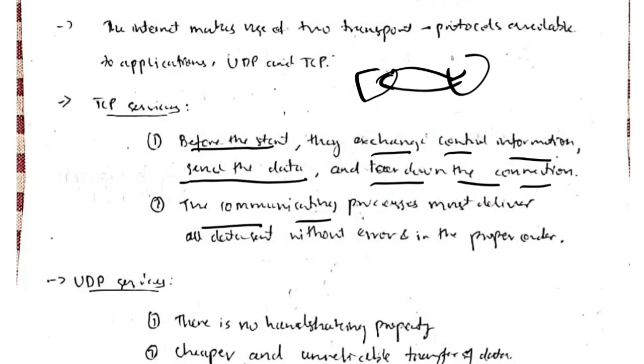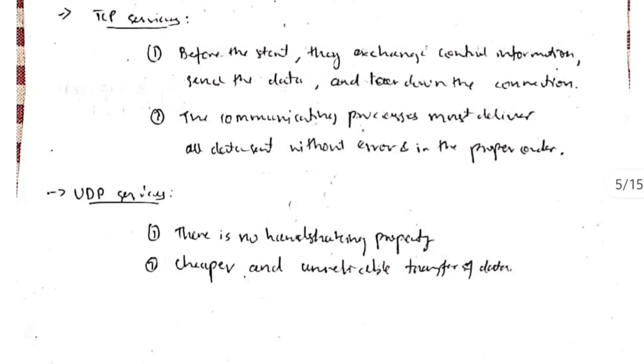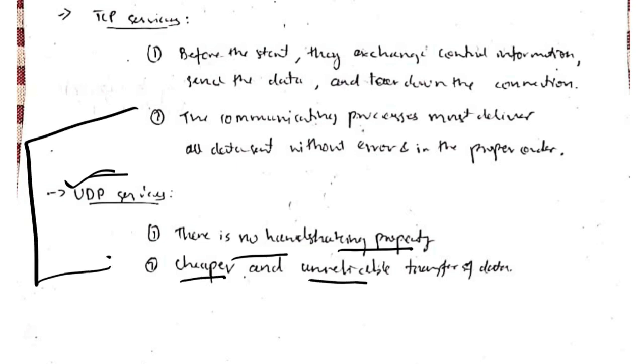And the communicating process must deliver the data without error and in proper order. So TCP is more reliable, and costlier also. On the other hand, we have UDP, which is faster in sending the data, but there is no handshaking property. That means we would not be sure if the data has reached or not, and it is cheaper and comparatively less reliable than TCP.